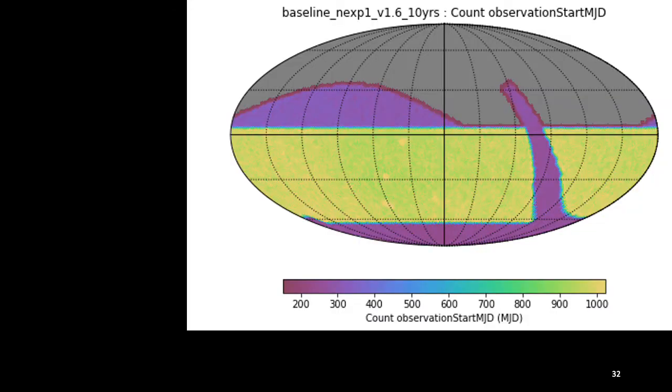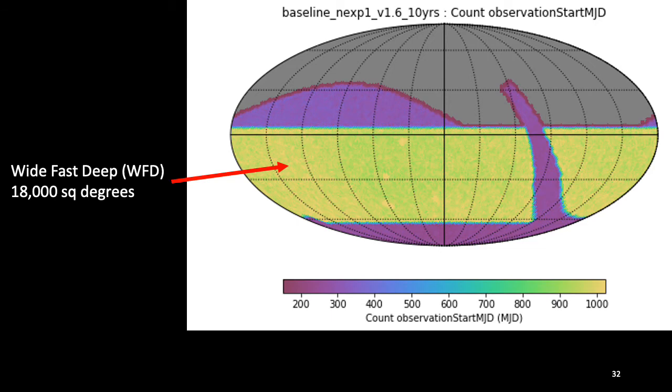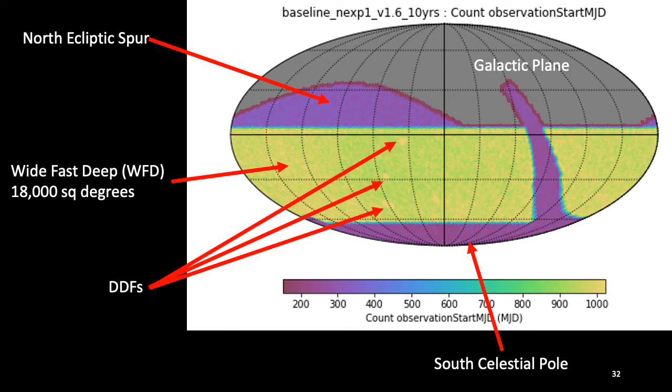All right, so let's run the scheduler for 10 years and see what happens. First off, we've seen this footprint before, the number of observations across the sky. We have our wide, fast, deep area, that's the 18,000 square degrees. We have the north ecliptic spur. We're covering this so that we get more solar system objects. We have the galactic plane, the south celestial pole, and our deep drilling fields. There are two more that aren't being pointed out there.